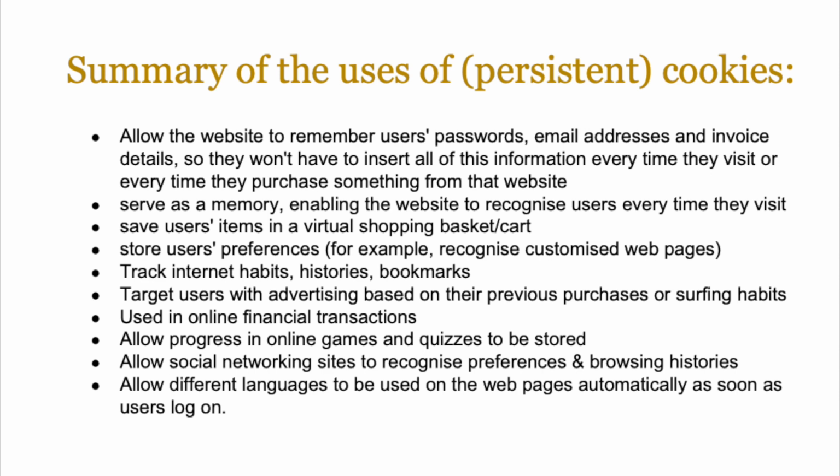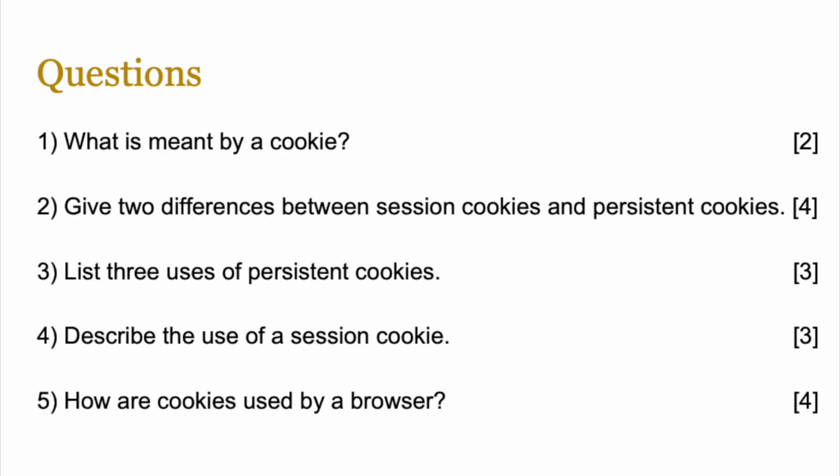Okay, that's all for today's session. Hopefully you can answer the following questions. What is meant by a cookie? So the first one obviously is going to be something to do with a text file and then something else. So if you're not sure what it is, rewind the video and maybe have a look at that particular session. Give two differences between session cookies and persistent cookies. List three uses of persistent cookies. Describe the use of session cookie. How are cookies used by a browser? That particular process needs to be outlined. So please make sure you can answer these questions before you continue on to the next video.